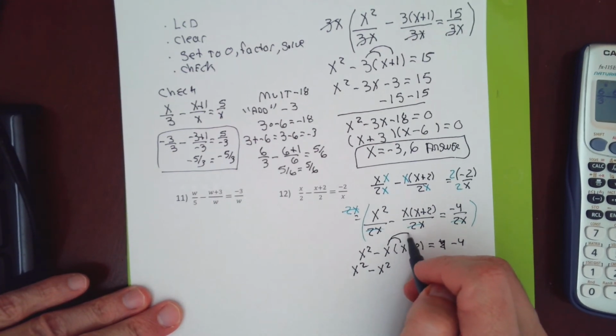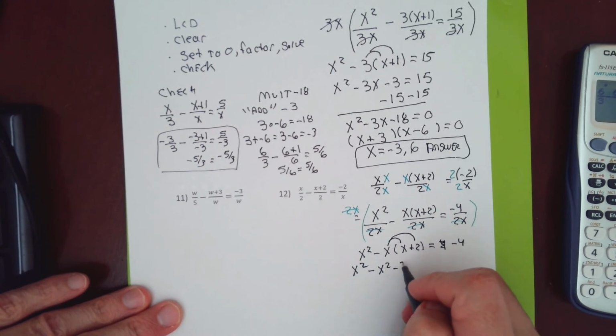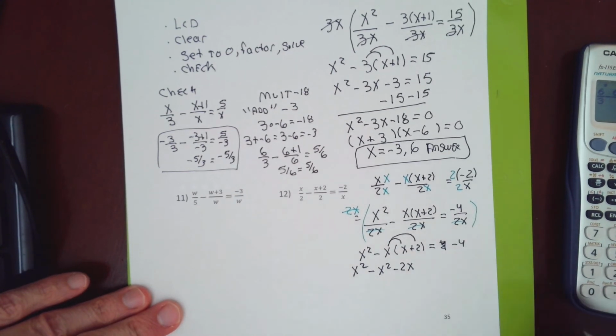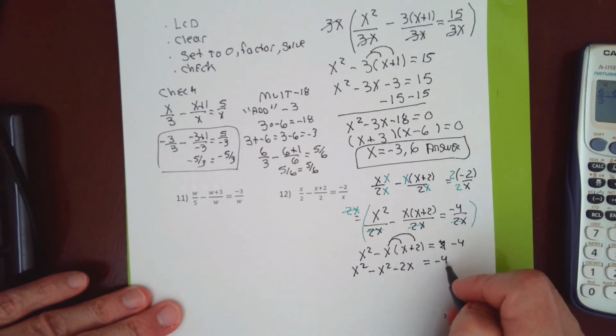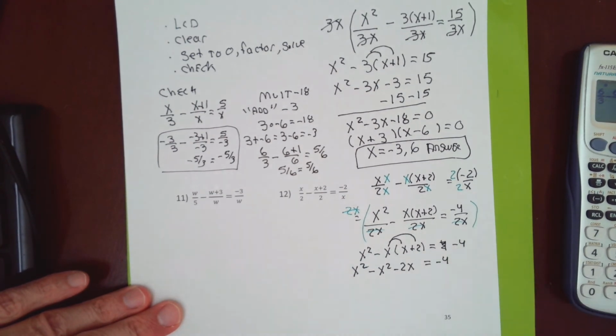Minus x times 2 is minus 2x. This is surprising me. And on the right-hand side, I just have a -4. It looks like I have a square and that I need to solve by setting it equal to 0. I feel like I have a mistake, so I'm scanning my work as I'm talking. I don't see a mistake, so I'm going to keep going.